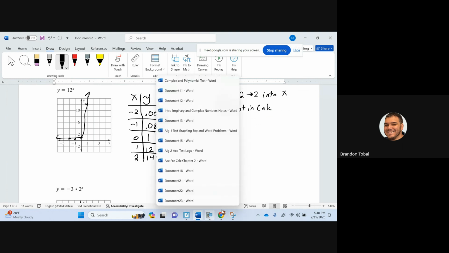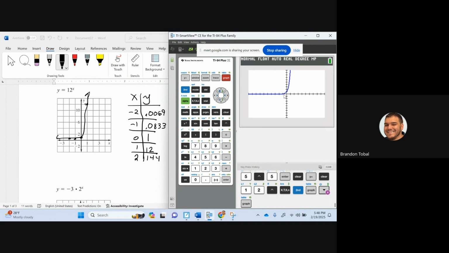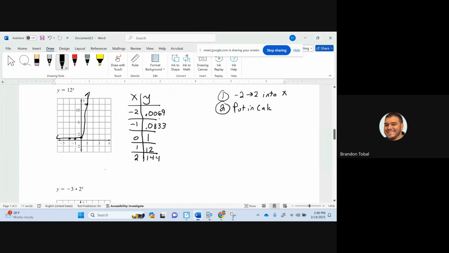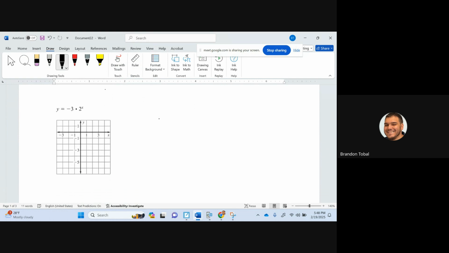So you could always use the calculator to check, because if I already have the equation, I could click just graph and it'll get me the graph, like that. And it looks kind of like my thing. It passes the y-axis, goes straight up. Okay. Same process for any question like this.